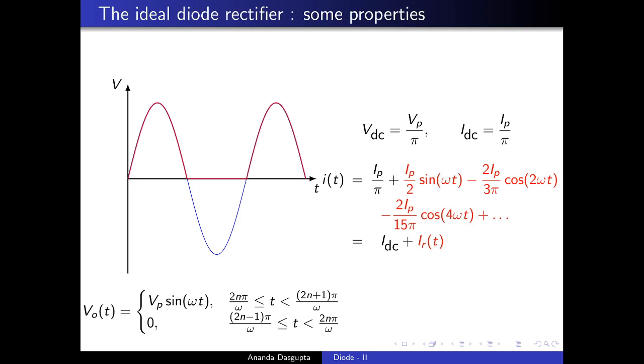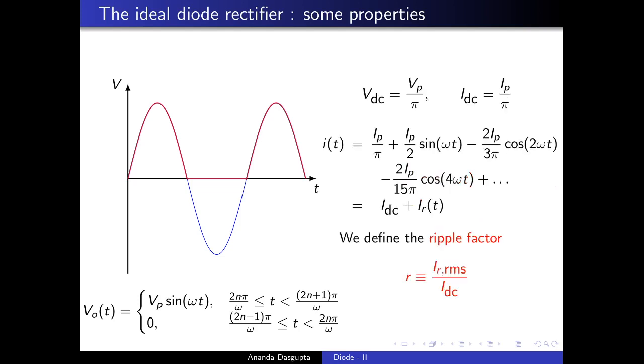A measure of how good this rectification is, how good a DC do I get out of a rectifier, is something called the ripple factor. What we do is take the RMS part of the ripple, which is the RMS part of the sum total of all these terms, which tells you how big the ripple is, and divide that by the DC value of the current. So this ratio is what is called the ripple factor. The smaller it is, the better is your rectifier.